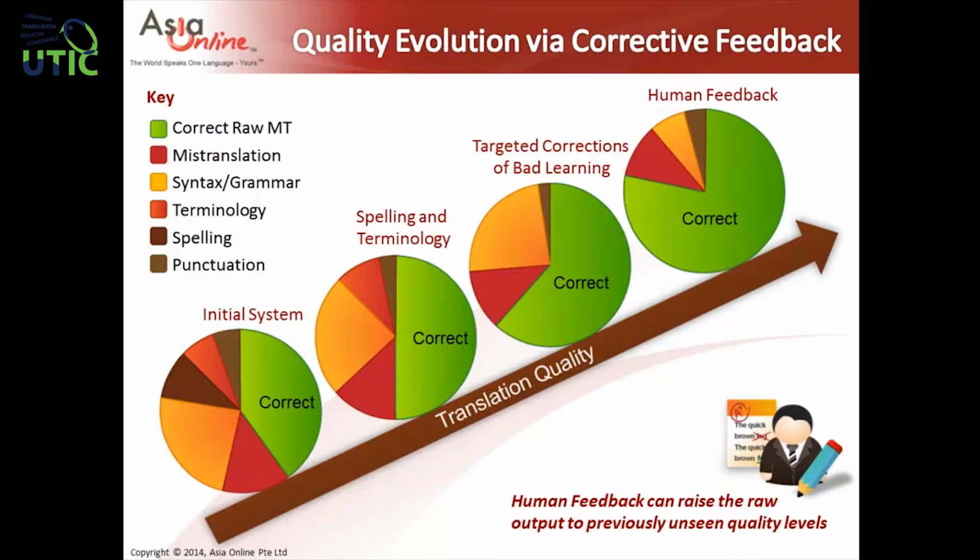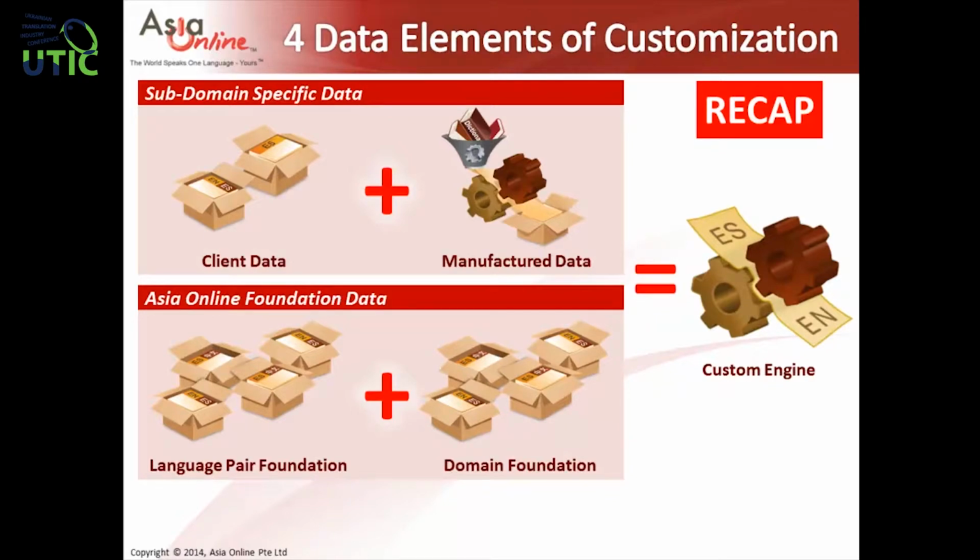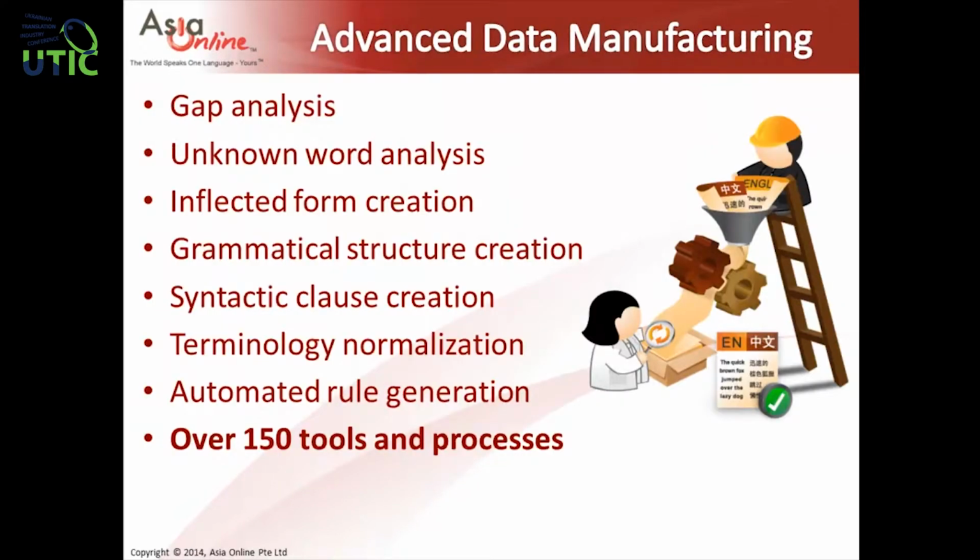So again, there's four kinds of data that go into an MT engine. You have basic language pair foundation data, then you have domain foundation. So if it's information technology, that's specific information technology language and translation memory goes in. And then the client's data, and then manufactured data. And all these add up together to produce a custom engine, a high quality custom engine.